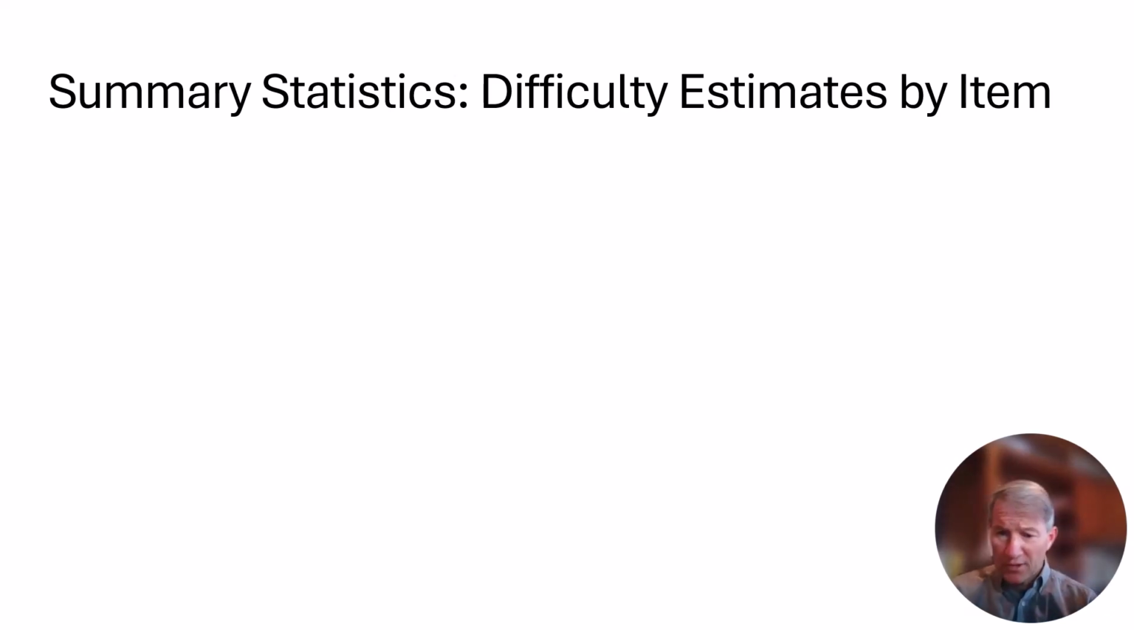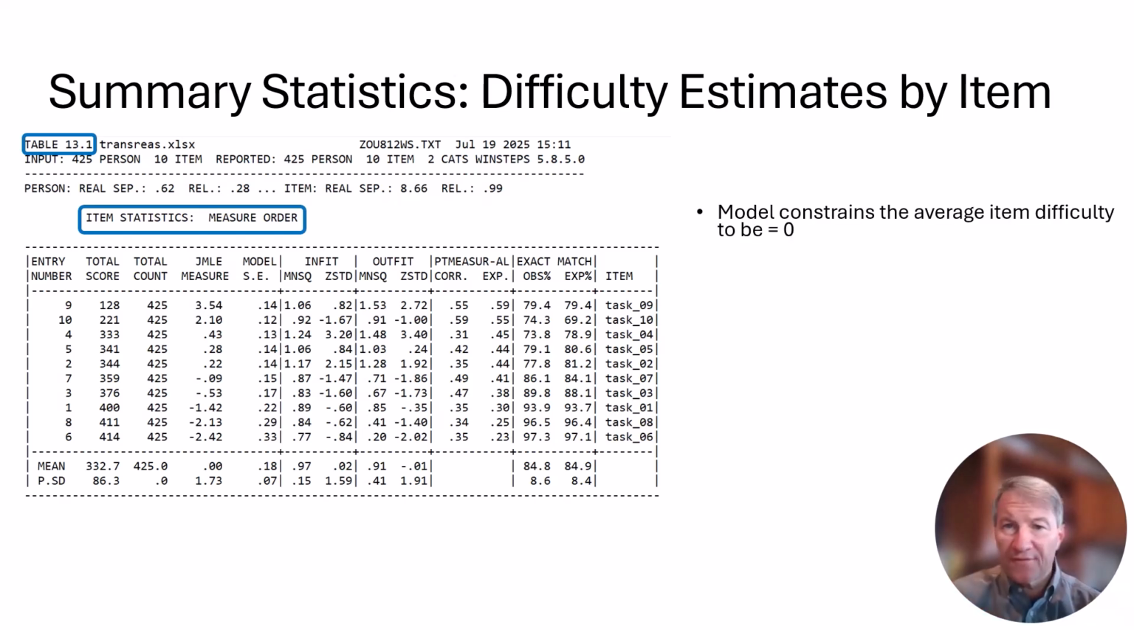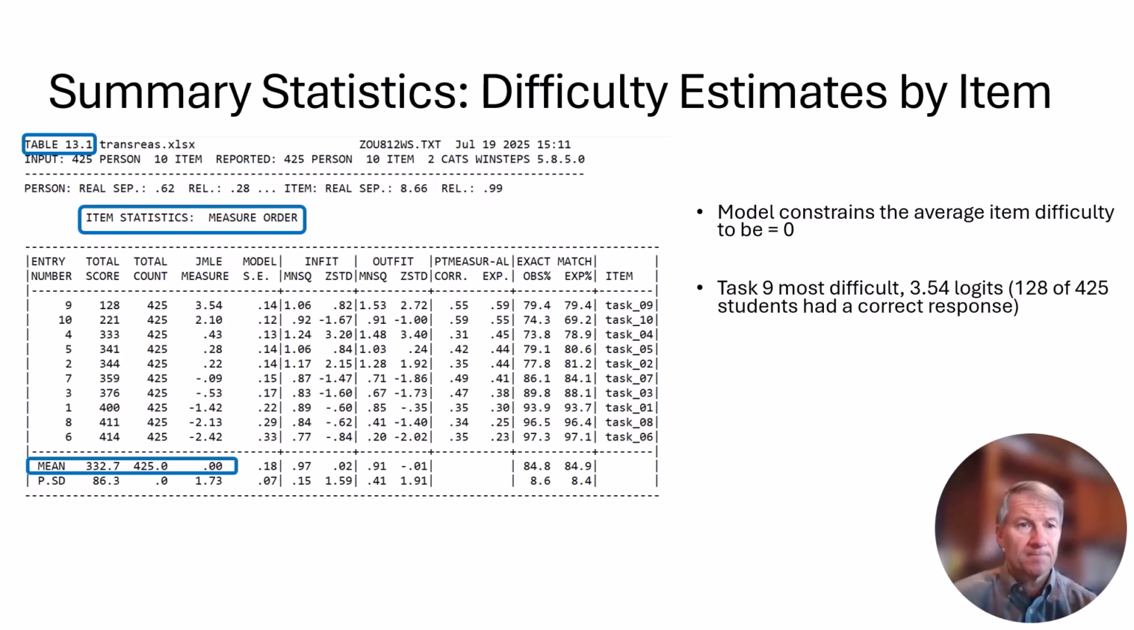So the first thing that we're going to look at are some summary statistics, specifically output table 13.1, that provides the difficulty estimates for each item in item difficulty order, or measure order. And one of the first things to notice is that by default, Winsteps constrains the average item difficulty to be 0. And we see that there in the mean row at the bottom of the table. So under JMLE measure, you see that the mean is 0, as it's constrained to be.